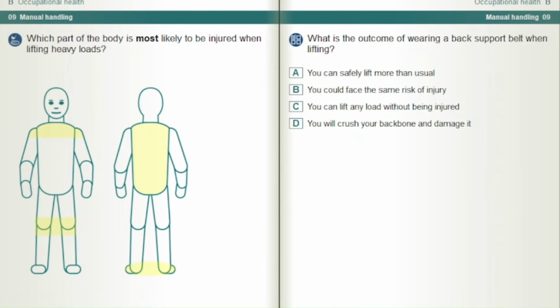What is the outcome of wearing a back support belt when lifting? You can safely lift more than usual. You could face the same risk of injury. You can lift any load without being injured. You will crush your backbone and damage it.